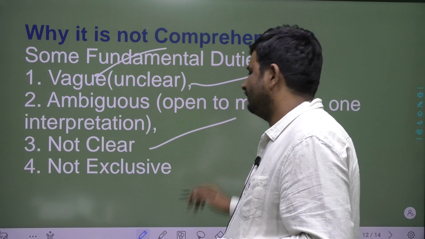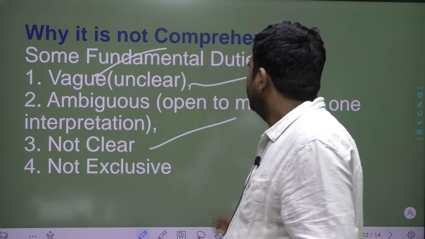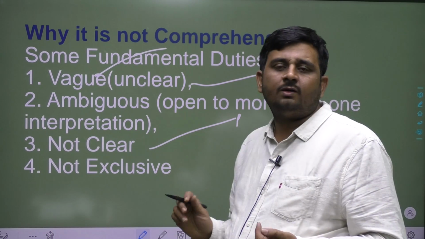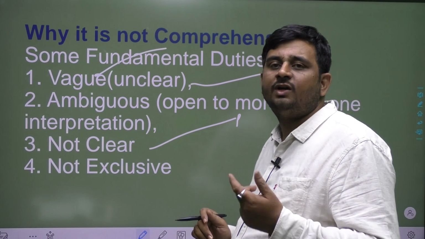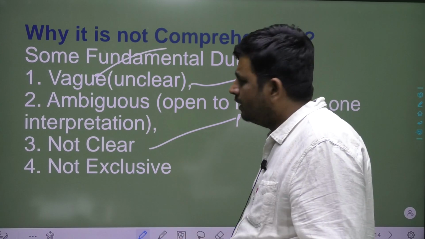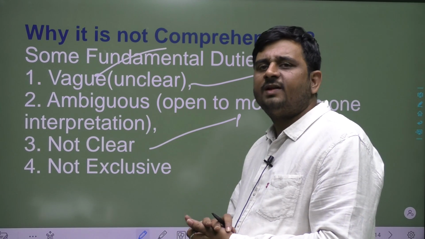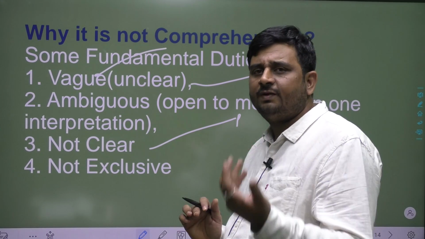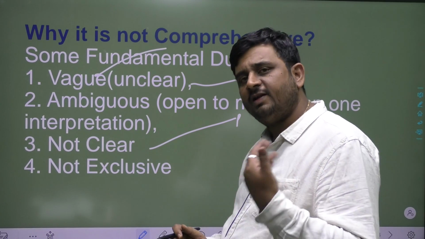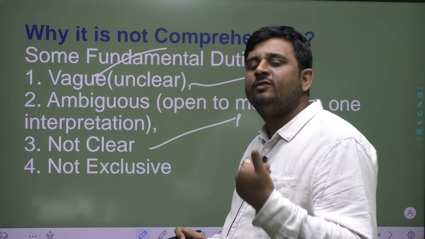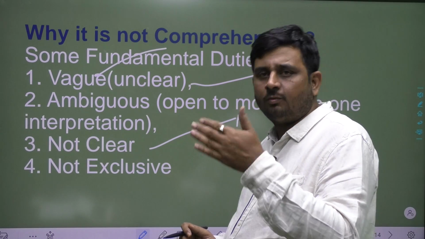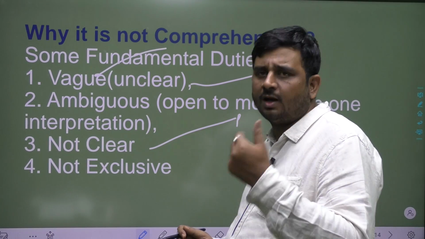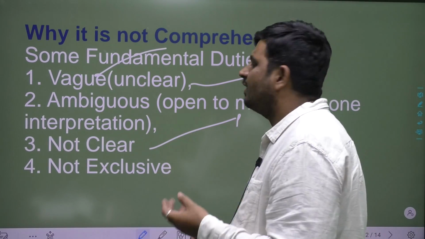Not clear. Not clear means, for example, to strengthen the rationality and scientific temper. What is rationality and what is scientific temper, we know. At the same time, in a culture, so many irrational things are also part, knowingly or unknowingly. So this is not clear.